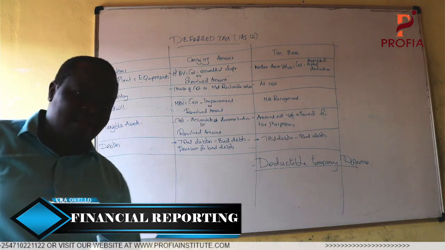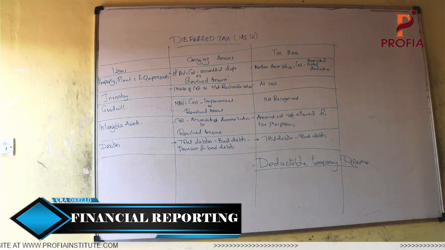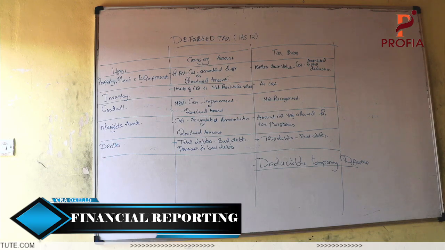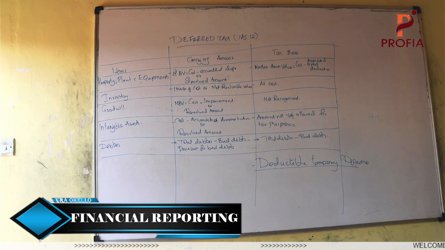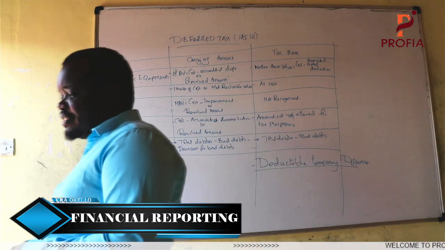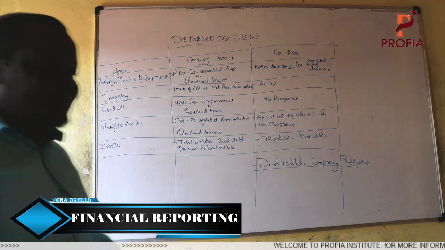As a result of deductible temporary difference, carried forward unused tax losses, and unused tax credits.